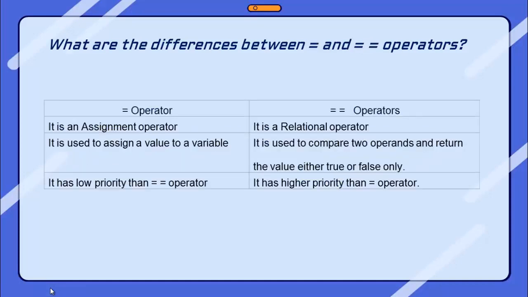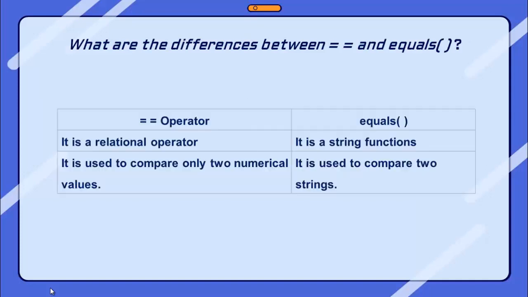Difference between = and == operator. = is an assignment operator. == is a relational operator. = is used to assign a value to a variable, whereas here it is used for comparison. So it has lower priority than the == operator. It has higher priority than the = operator. That is the difference between = and ==.